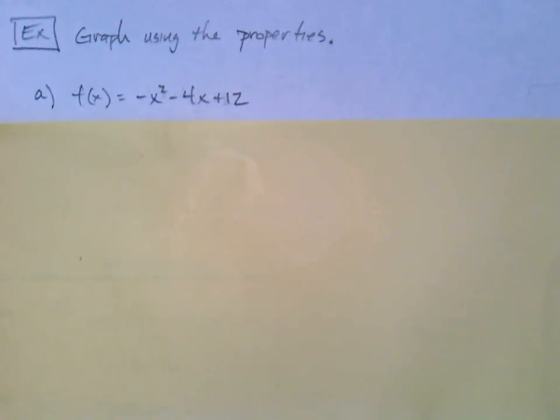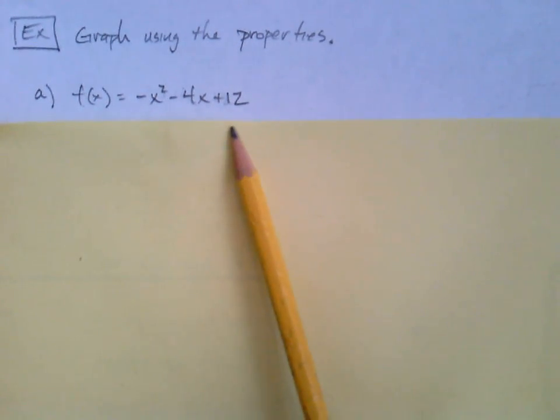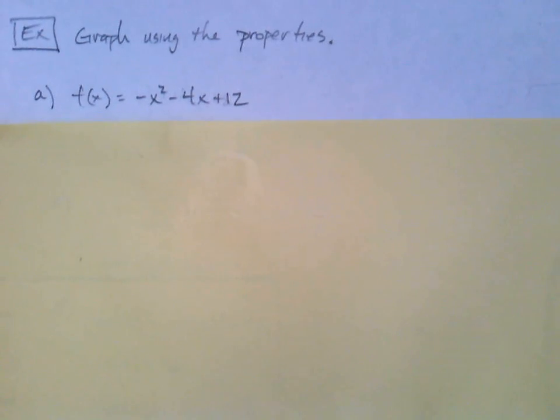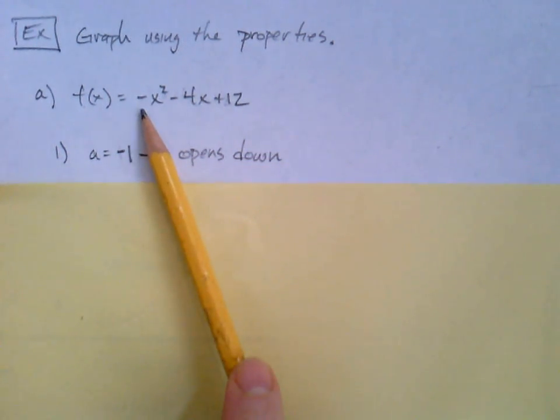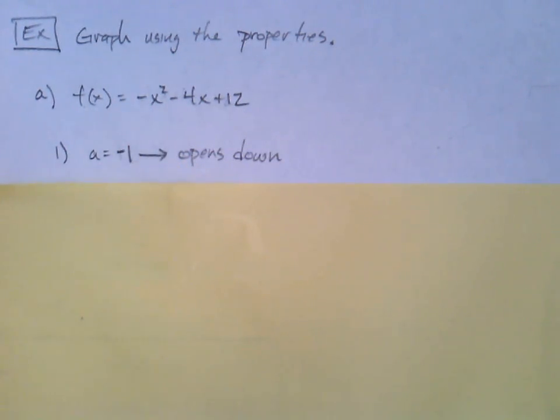So, step number one, property number one, is to determine if the parabola opens up or down. Maybe I'll just ask you guys, would the parabola for this function open up or down, and how can we tell? Property number one, we look at the value of a. Here a equals -1. And because it's negative, we know that parabola is going to open down. Okay, done.